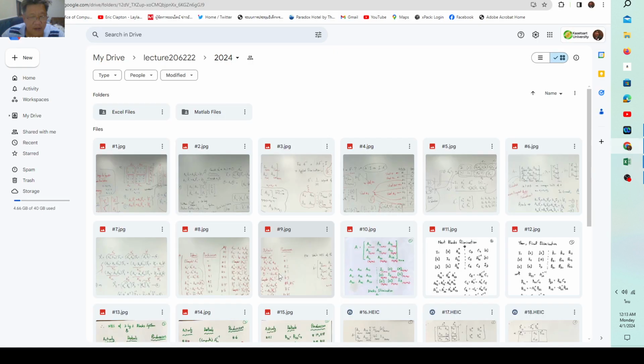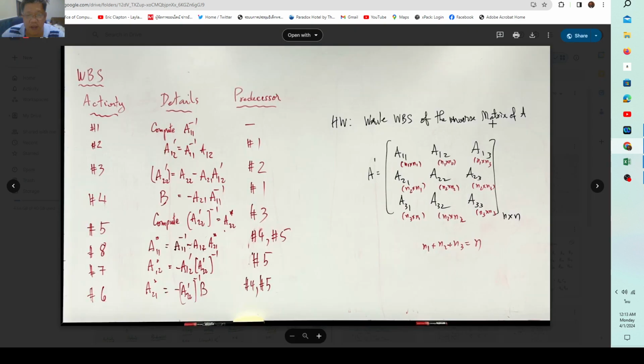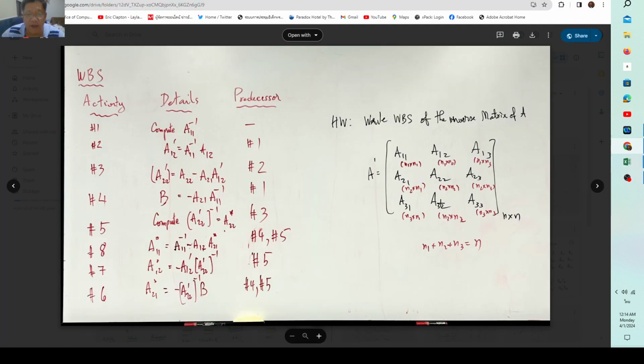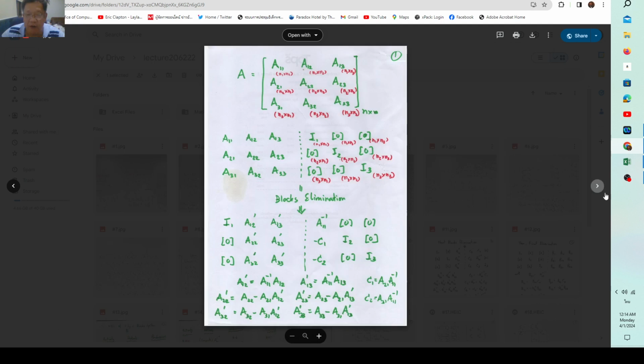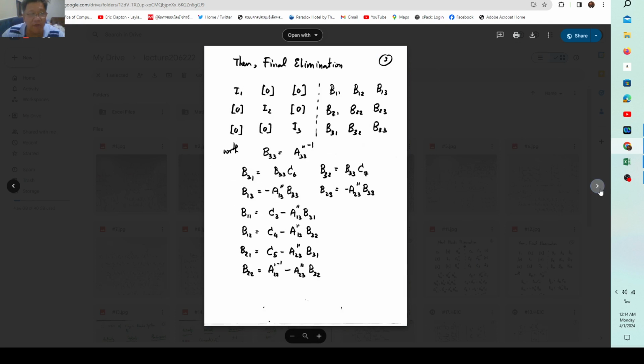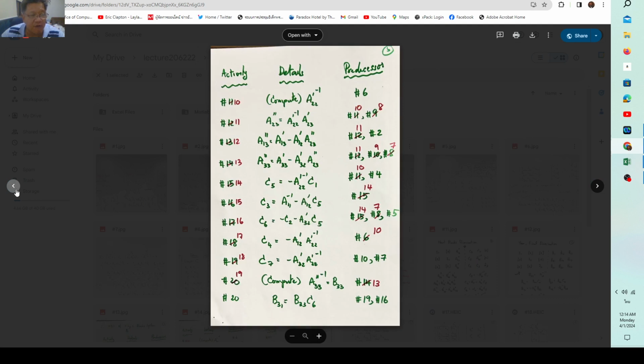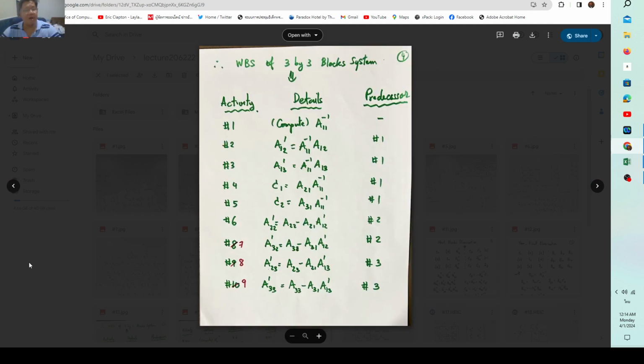We ended up here, and then we extend to think about how you write the work breakdown structure of the inverse of A. And if you are able to do this homework, the next step is that you can go ahead and work on this submatrix of 3 by 3, right? But if you look at the link of the lecture, the solution has already been established from the lecture sheets 10, 11, 12, 13, 14, and 15, right? So we're going to talk a little bit about this, okay?